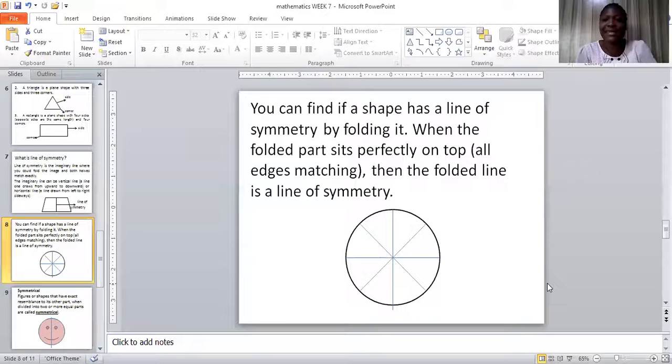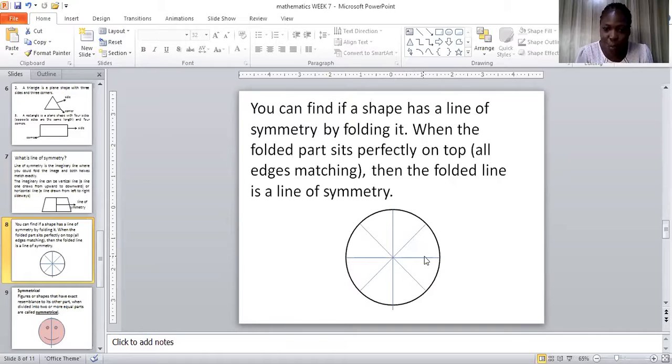To get your line of symmetry, the two halves must match perfectly. Okay? Now let's go to the screen again and see what we have on the screen. You can see the circle on the screen. And how many lines of symmetry do we have on it?